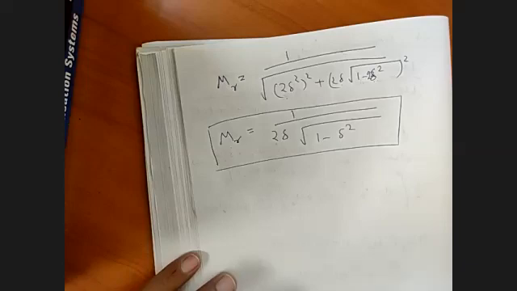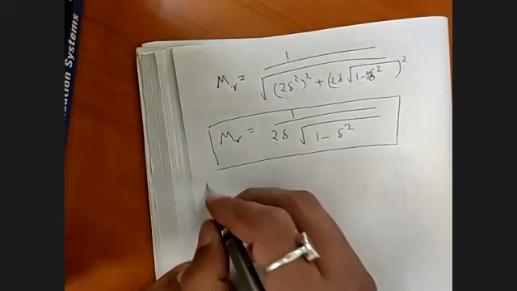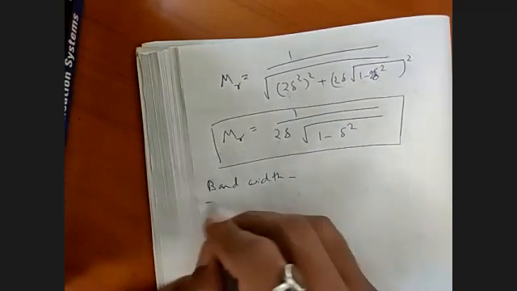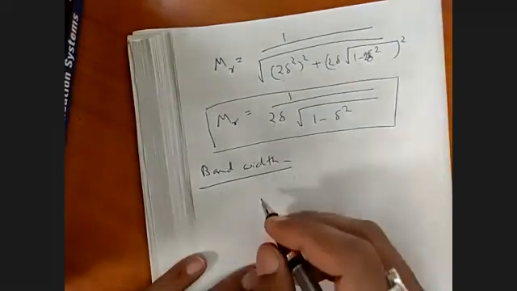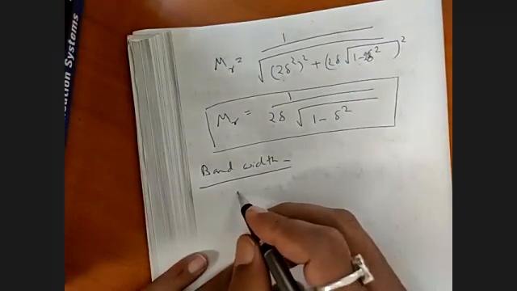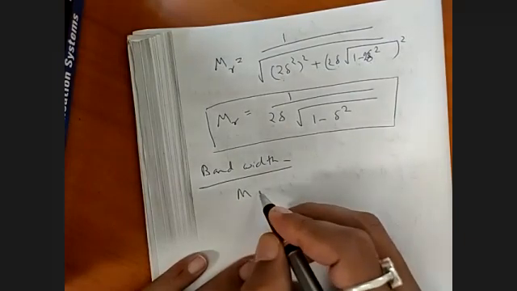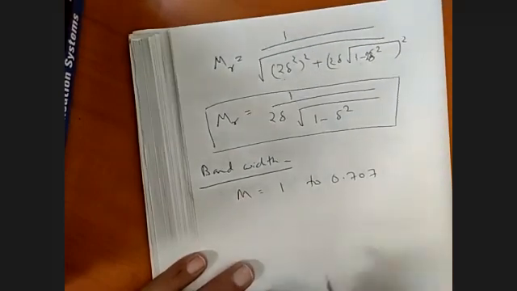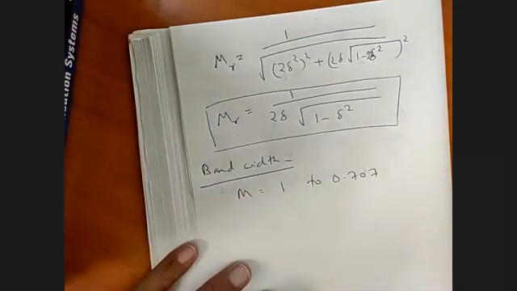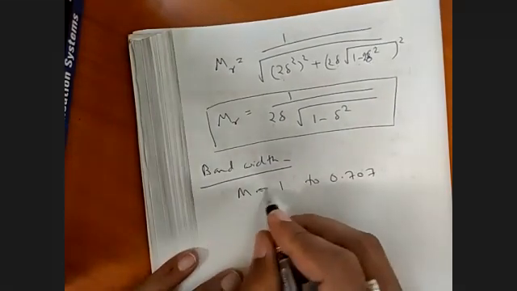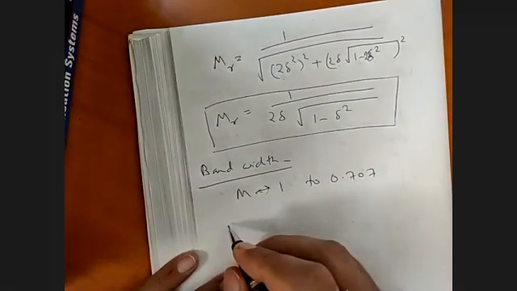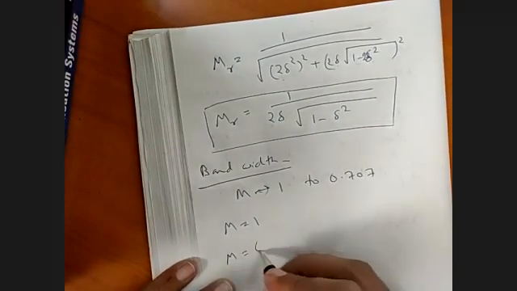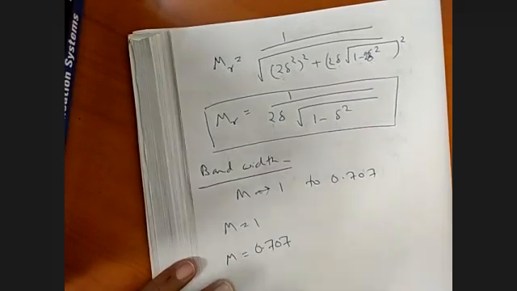तो दिस इज योर MR, and last is bandwidth. So bandwidth is the value when M will become 1 to 0.707. So that means we have to calculate when m equal to 1 and we have to calculate when m equal to 0.707.